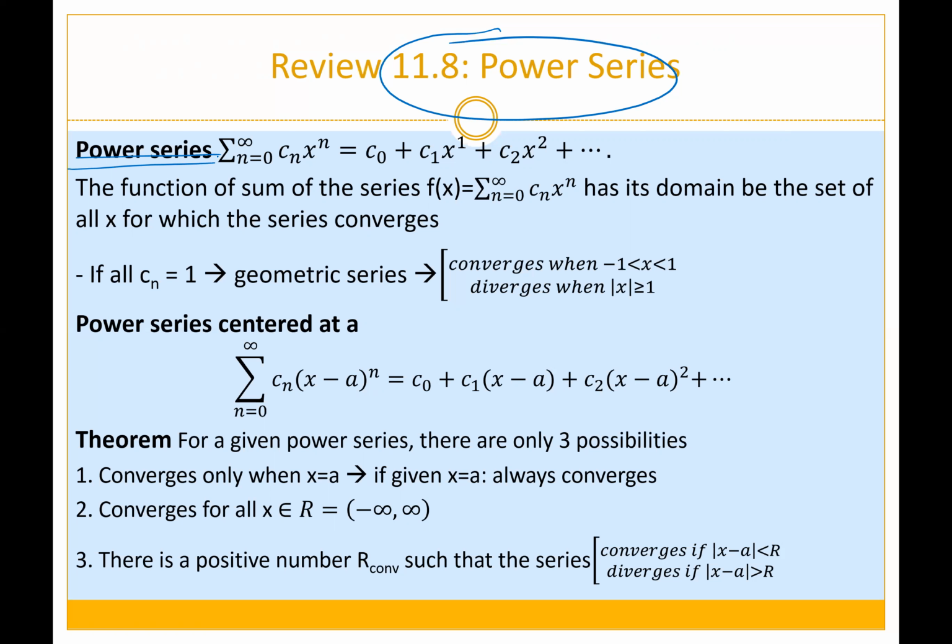Power series is defined as the series from n equals 0 to infinity of c_n x to the n, with c being the coefficient in front of every single term of x^n. So it's going to be c_0 plus c_1 times x to the 1 plus c_2 times x squared, and so on until you get to x^n.